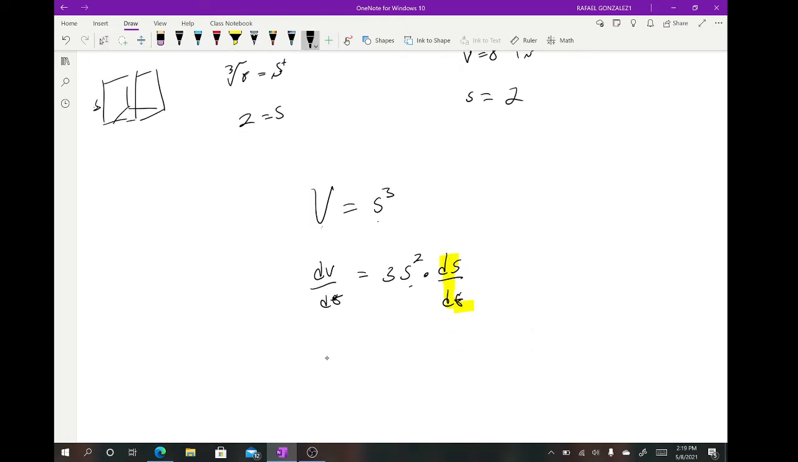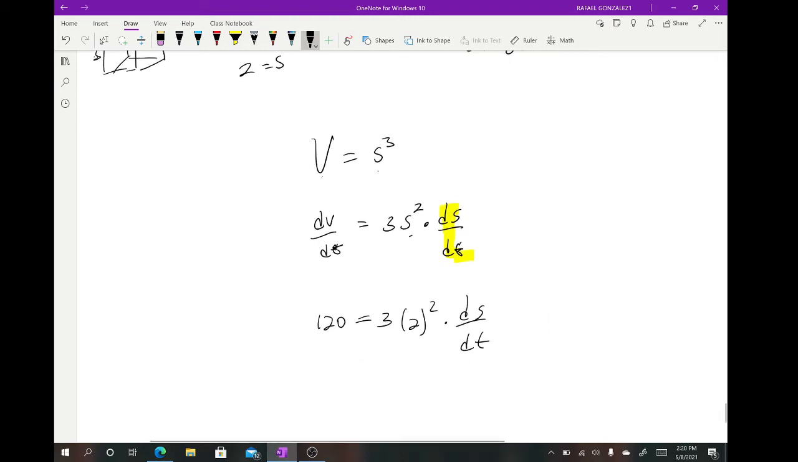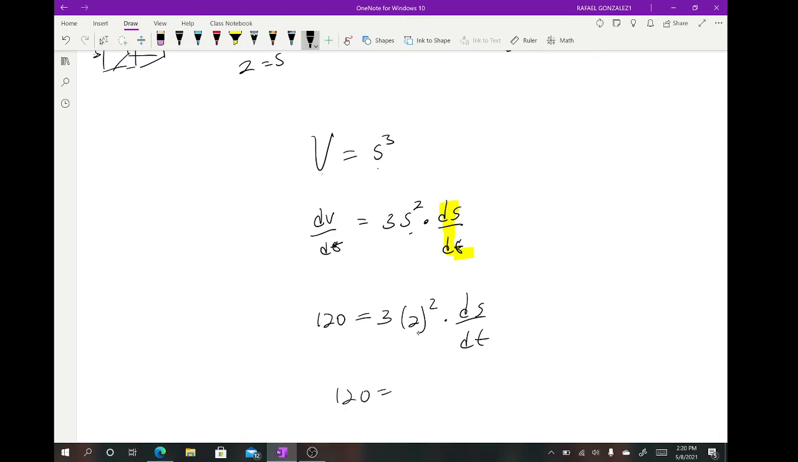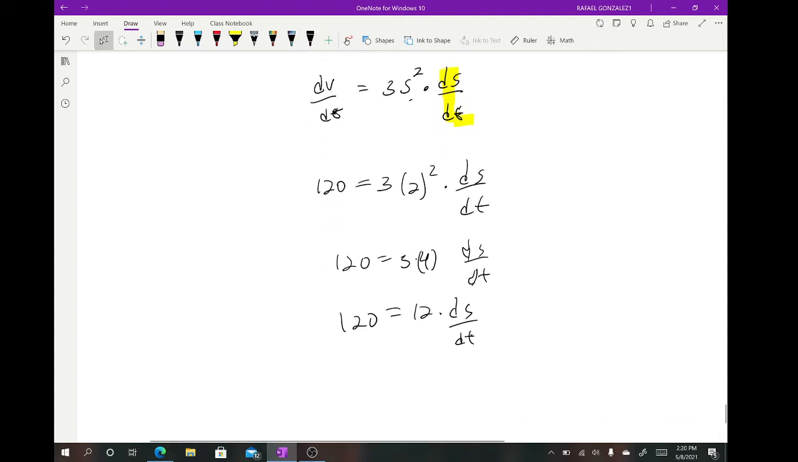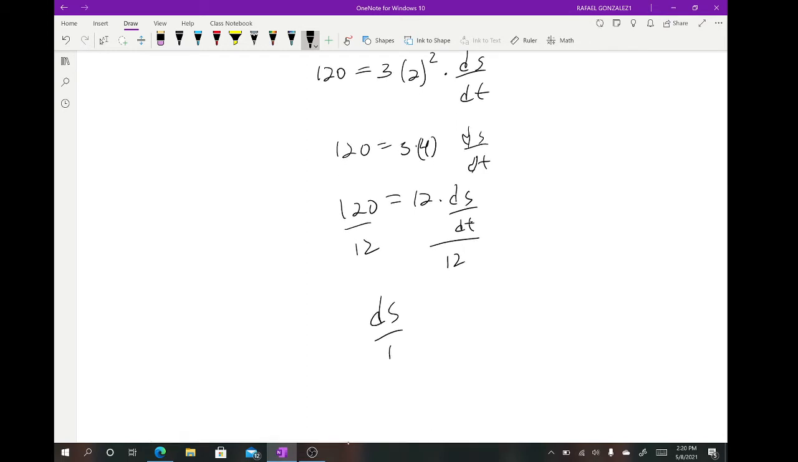So what do we have here? We have 120, which is what dV/dt is equal to, equals 3 times 2 squared times what we are looking for, which is ds/dt. Last time I checked, 2 squared is 4, so we have 3 times 4 times ds/dt. 3 times 4 is 12, so we have 12 times ds/dt equals 120. And hopefully you can see that when we divide both sides by 12, ds/dt is going to be equal to 10. And that is the solution to the problem.